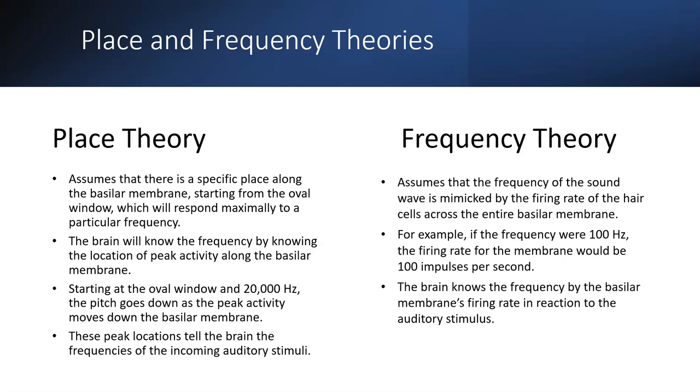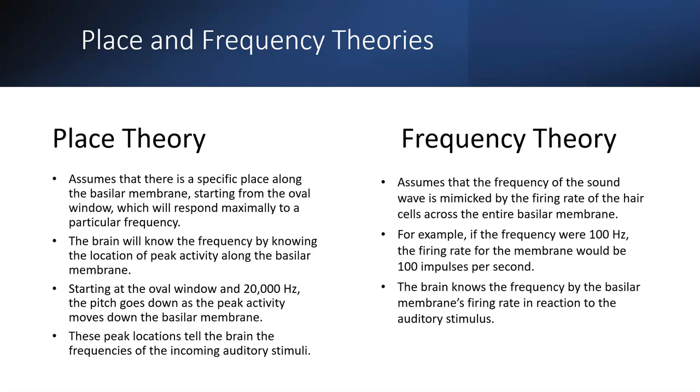It starts at the oval window, and each of the spots on that basilar membrane is going to respond to a specific frequency in order. The brain is going to know the frequency by knowing the location of peak activity along that membrane. So you start at the oval window, that's at 20,000 hertz. The pitch goes down reliably and predictably as you move down the basilar membrane. These peak locations tell the brain information about the frequency of the incoming stimulation.